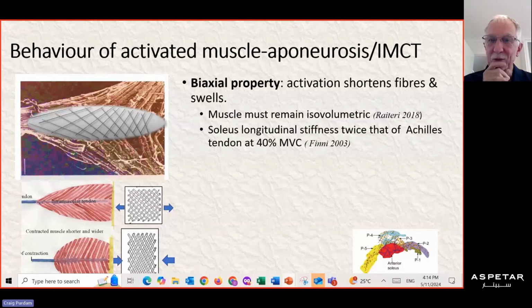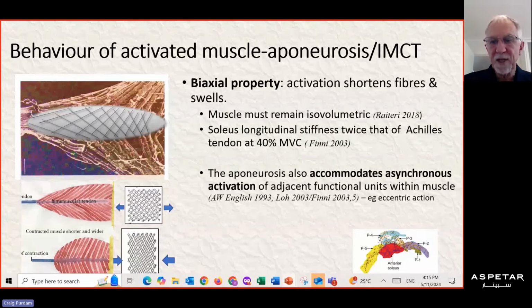And we do know that when we activate the muscle to 40% of MVC, which is not all that much, then the soleus aponeurosis stiffness becomes twice that of Achilles, and then it becomes even stiffer with higher degrees of muscle activation. And so it's this dependence on degree of muscle activation, which is a feature that probably hasn't been understood until more recently.